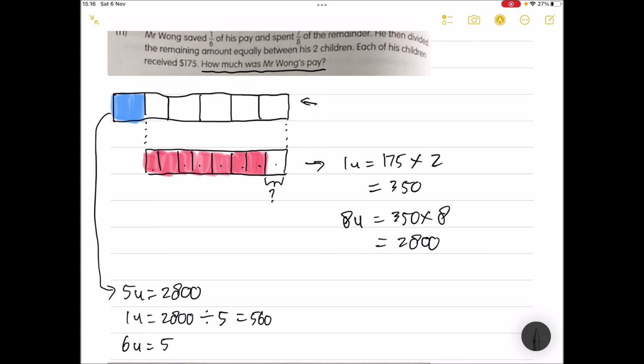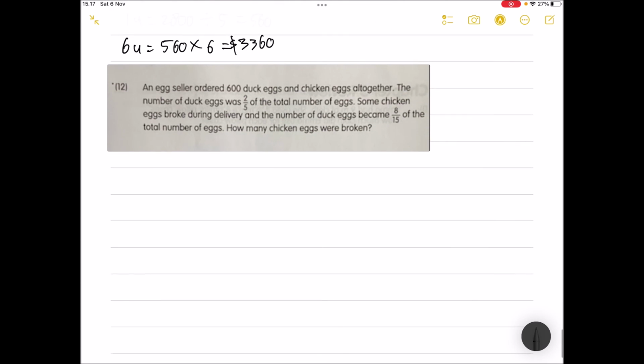So 560 multiplied by 6 to get $3,360. So Mr. Wong's pay is $3,360. That's how you do number 11. Let's go to number 12.